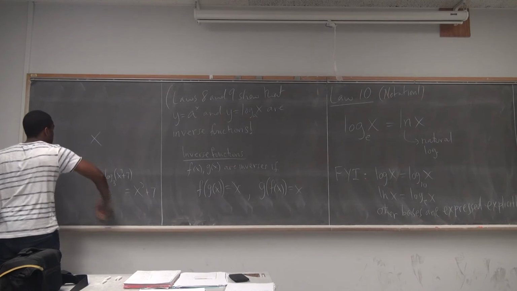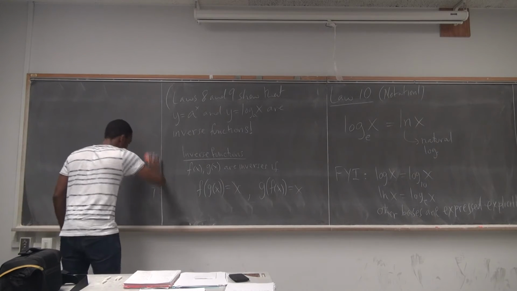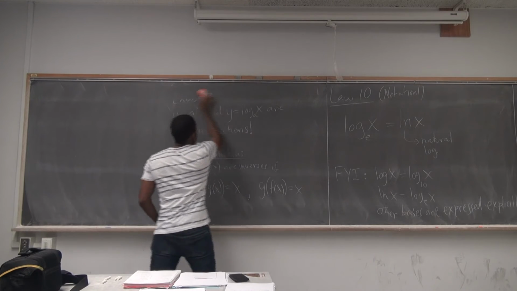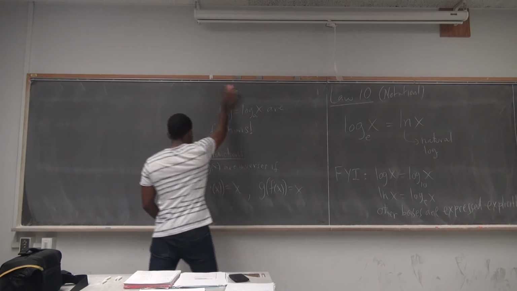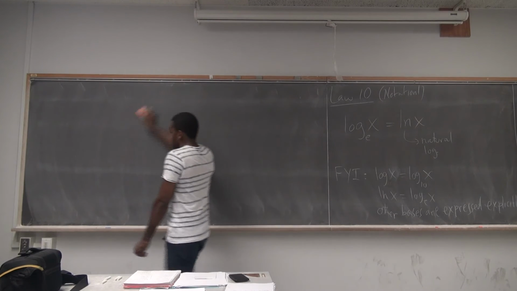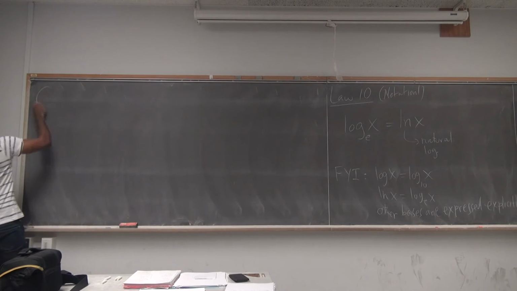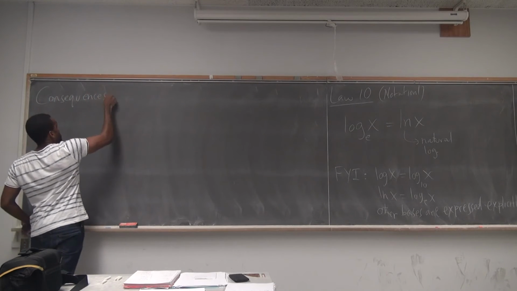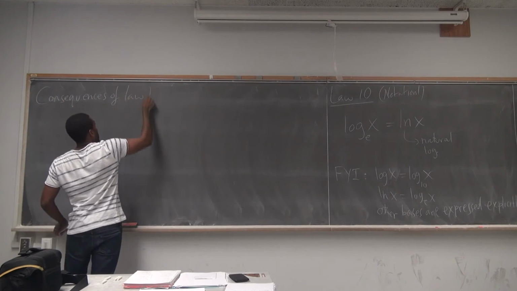So whenever you see ln, just remember, it's just a log like any other log. The difference is the base is e, which means all the previous laws apply to ln. And so it's the laws that you're going to need to know. Consequences of law 10.